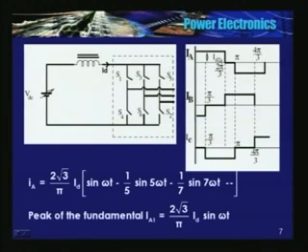What is the harmonic spectrum, or what is the Fourier series that we wrote? It is here. The harmonic spectrum is 6n plus or minus 1: fundamental component, 5th and 7th, again 11 and 13, and so on. The peak of the fundamental is the fundamental component, ID sin omega t.